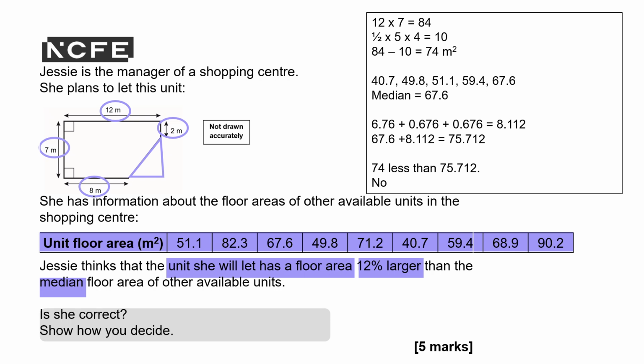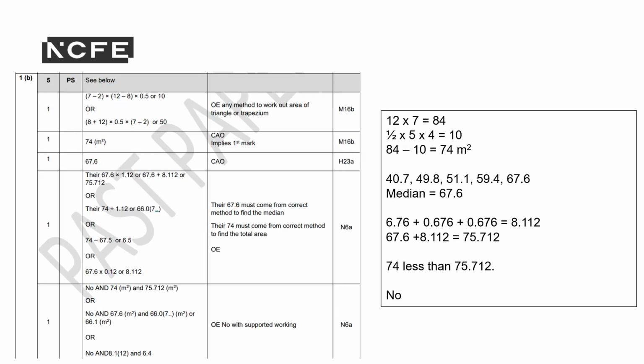Here's our answer, and I'm going to show you this against the mark scheme. So here's the mark scheme. You can see we've got 5 marks in total. It's PS, problem solving, and you certainly have to show working in order to gain all 5 marks. So let's have a little look.